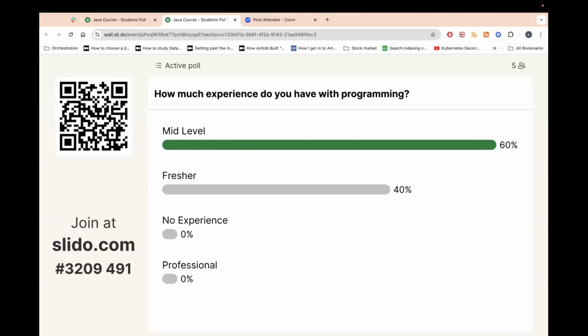So for now, I see it's mid-level and fresher. Our class will be catering to mid-level, fresher, everyone, even professionals. But in the initial lectures, professionals may feel that they already know a few of the concepts. They'll have to be patient and go through the course, because for freshers I'll have to teach from the basics. But trust me, even professionals will learn a lot of new things in this course. It's not like everyone knows everything.